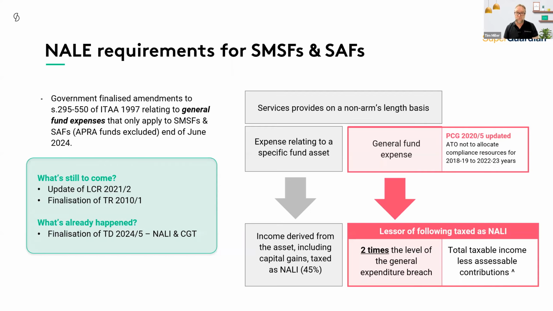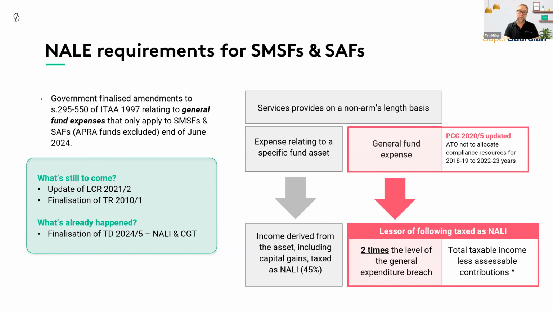And then when we've got general fund expenses, we've now landed at this position where the amount that will be taxed as NALI will be 2 times the level of the general expenditure breach, or total taxable income less assessable contributions, or any concessional contributions in there. In most instances that we are identifying, and in the examples we've been provided, you're really looking at the 2 times level of the expenditure breach versus the total taxable income less the assessable contributions piece. So that's where we're sitting from a legislative piece.